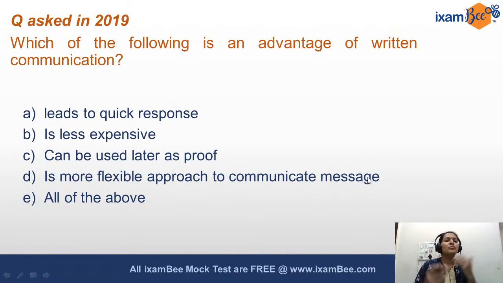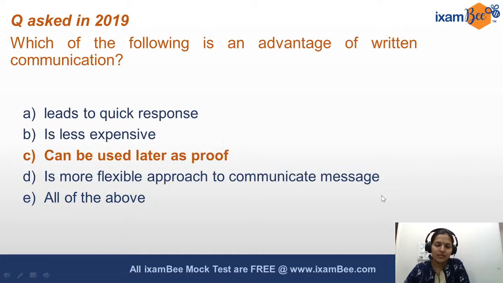Why? Because usually written communication will follow a set pattern. If you are writing a letter, there is a set pattern that you will have a salutation, then you will have a subject, and then you will write here whatever content you have to write. So written communication will not always be flexible, and "all of the above" is ruled out the moment you see that the first is not an advantage. So just logically, even if you have not thought about what written communication means, you will know that this should be the right answer, right? So yes, this is the answer.